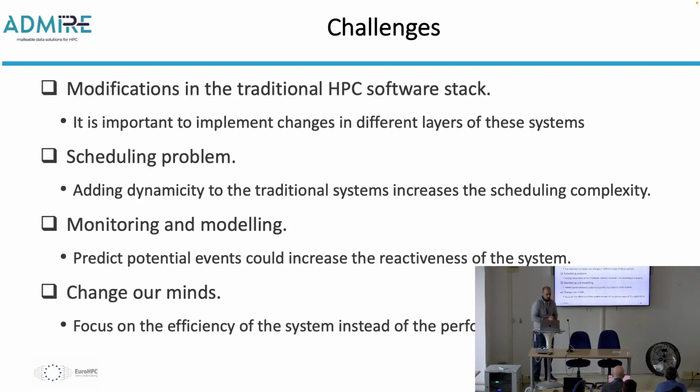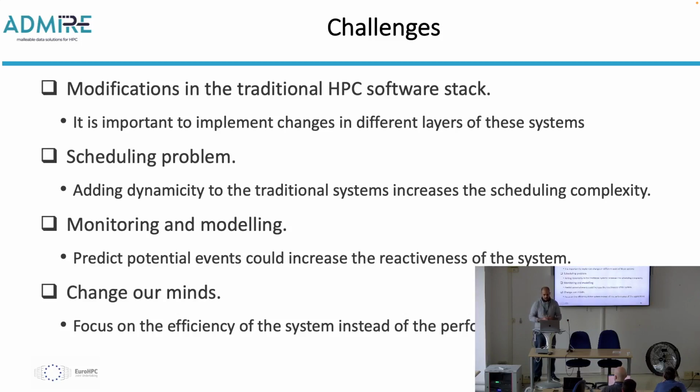As challenges in the field of malleability and dynamicity in this context, it's important to implement the required changes in the software stack in an efficient way. We need to support all these malleable features without interfering with the rest of the components. It is crucial. Adding dynamicity to the traditional system increases the complexity of the system itself, because the jobs and the resource allocation now are not static. Now these jobs and their behavior are dynamic.